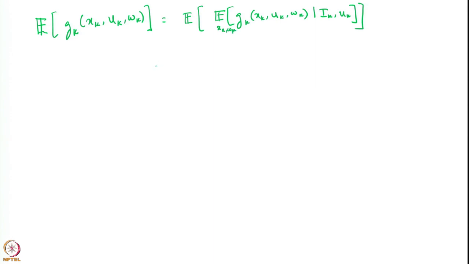Now let us write the inner term here as a new function. And what is it a function of? Well, it is obvious: it is a function of i_k and u_k, since you are conditioning on these two variables. So the inner term becomes a function, let us call that g tilde_k(i_k, u_k), and that's this.